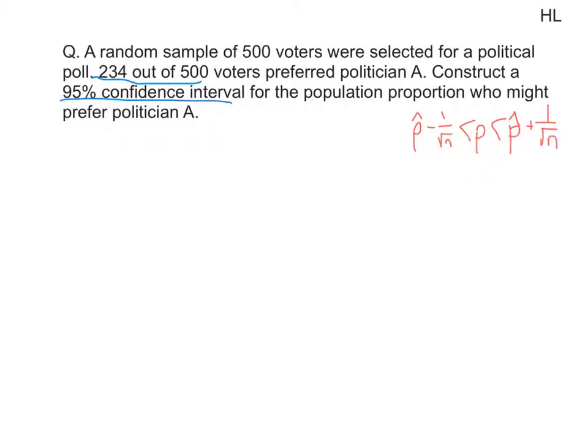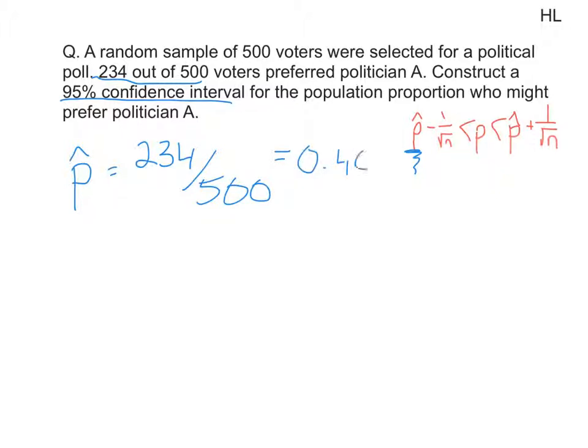The first step for this is to get our sample proportion, or our estimate population proportion. So in this question, our sample proportion, p hat, is equal to the 234 voters out of the 500 voters who preferred politician A. And this will give us an answer of 0.468.